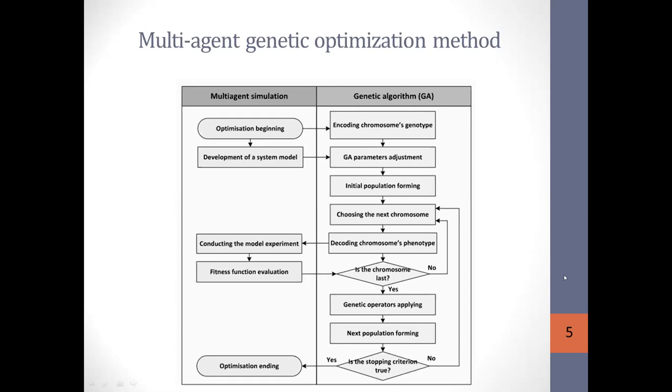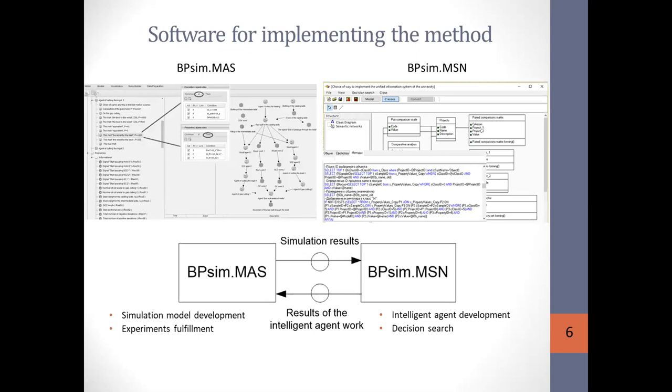In order to implement the new MGO methods, products of the Bepicin family have been selected as the most meeting the requirements of the multi-agent simulation and decision support in the field of organizational systems control. Currently, the family is represented by the following products: the Bepicin MAS dynamic situations modeling system and Bepicin MSN technical and economic design system.